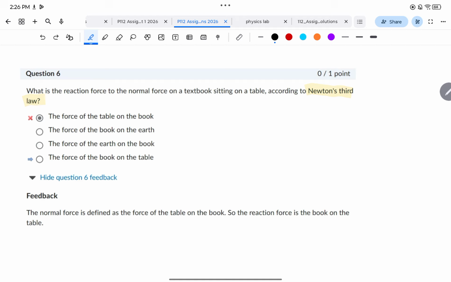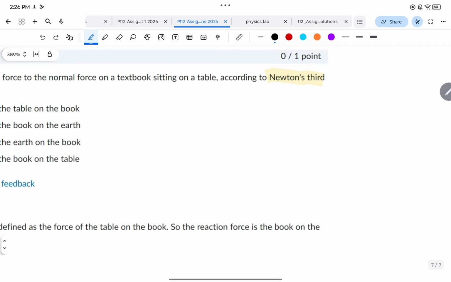Newton's third law is basically if an object A exerts a force on object B, then object B will have to exert an equal amount of force on object A in the opposite direction. So I can show this as an example of Newton's third law.